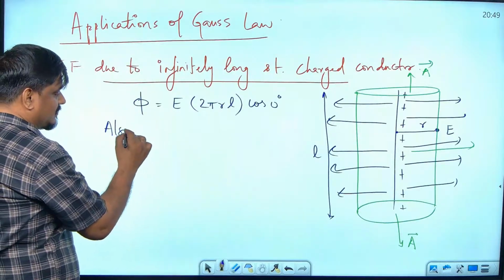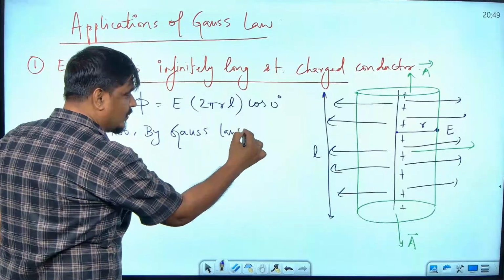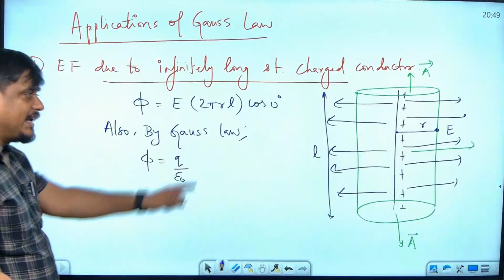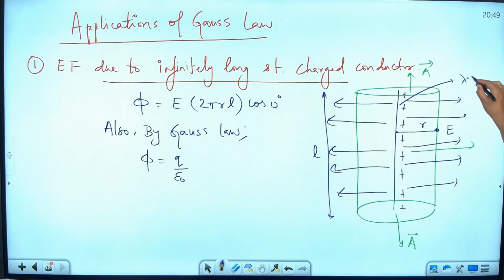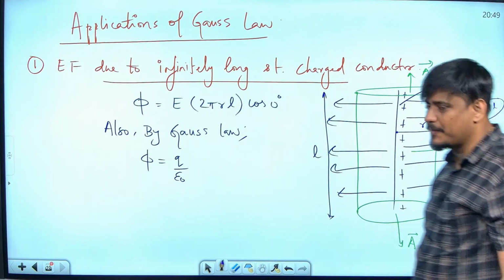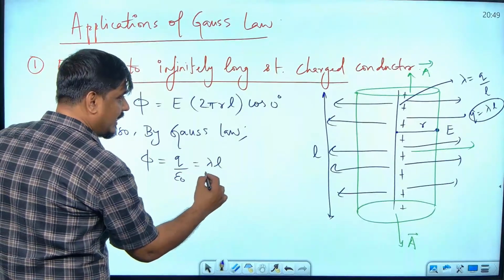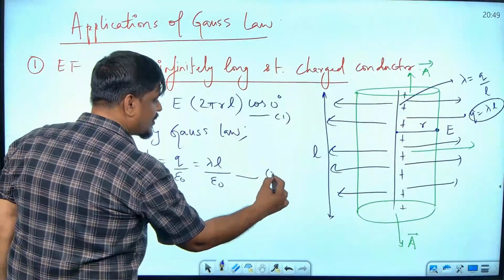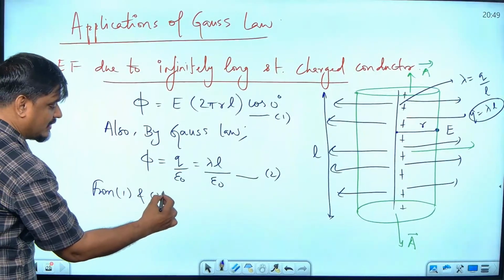Also, by our famous Gauss law, I know phi is equal to Q by epsilon naught. And here, since there is a linear charge distribution, I can say that lambda is equal to Q by L. So Q is equal to lambda L. Do you agree? So can I replace Q with lambda L? So it will become lambda L divided by epsilon naught. Equation number 1, equation number 2, from 1 and 2.